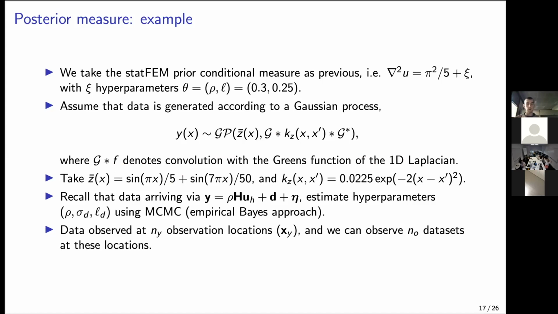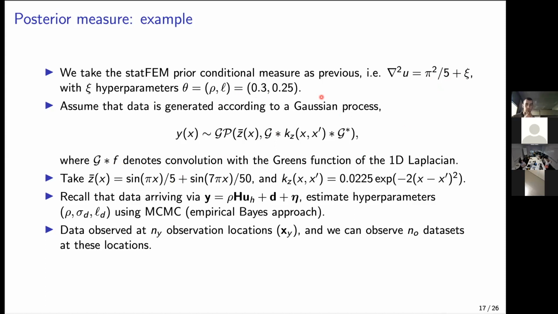So as a starter, we're going to take the statFEM prior conditional measure as previous. I'm just going to change the right-hand side to be pi squared on 5 and set xi as previous to be a GP with the same squared exponential kernel with these hyperparameters here.